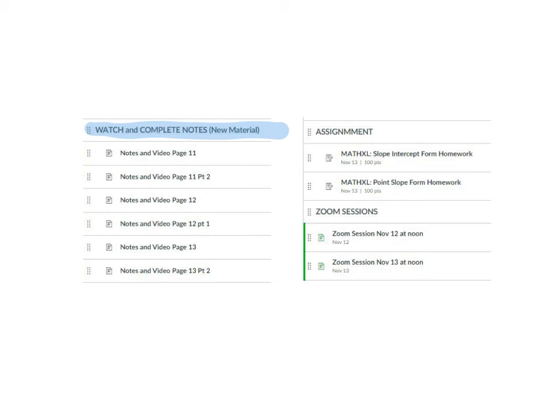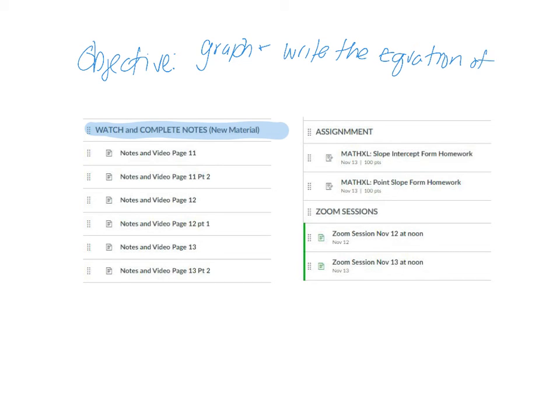Our objective here is to be able to both graph and write the equation of the line using what is called point slope form. And you'll learn more about that as you go through the lesson. Okay. After the notes here, we've got several pages of notes and videos. Like I said, very short, 2-3 minutes on each one of those.